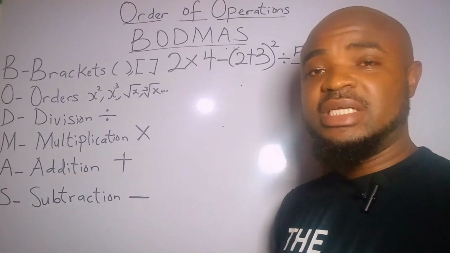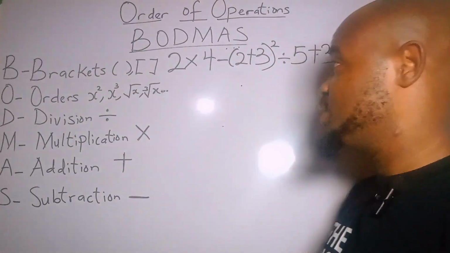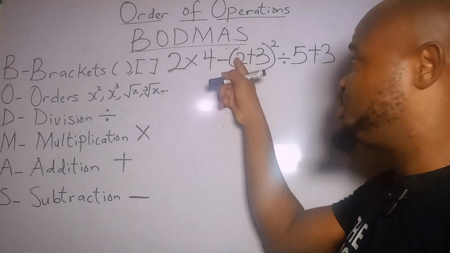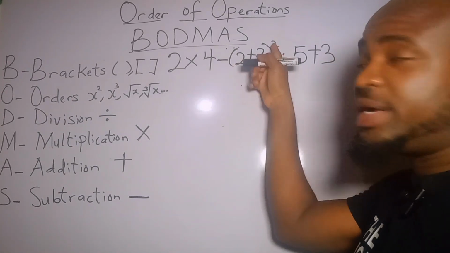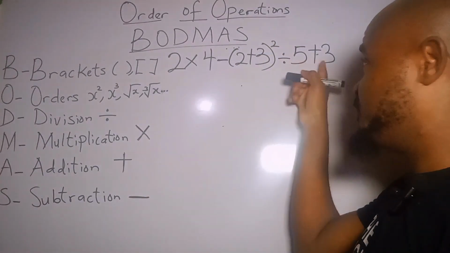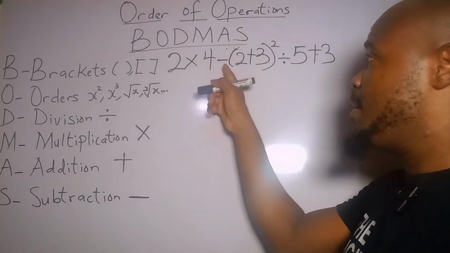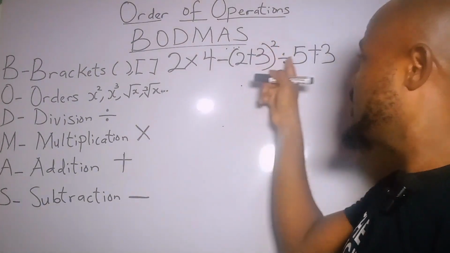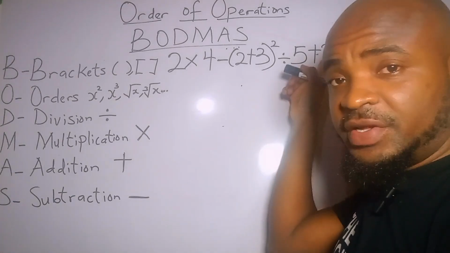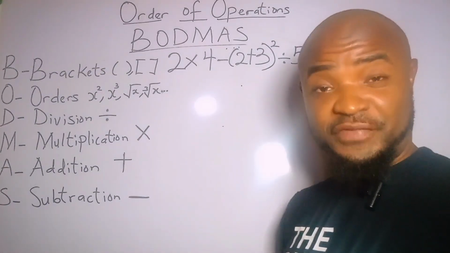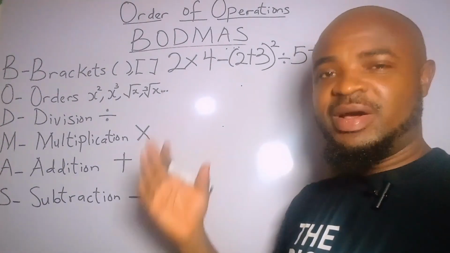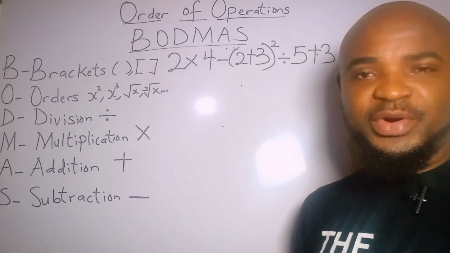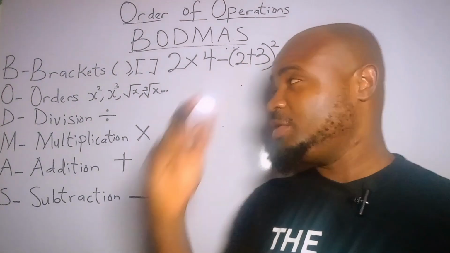We're going to use this principle to solve this question. So I have my question here: 2 multiplied by 4 minus, in brackets, 2 plus 3, all squared, divided by 5 plus 3. That is 2 times 4 minus (2 plus 3) raised to the power of 2, divided by 5 plus 3. Confused? Don't worry. We're going to apply BODMAS now, and we'll be able to solve this question with this acronym. Are you ready? Alright, so follow me.